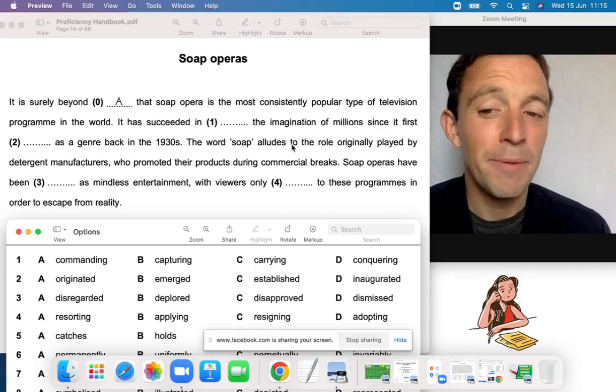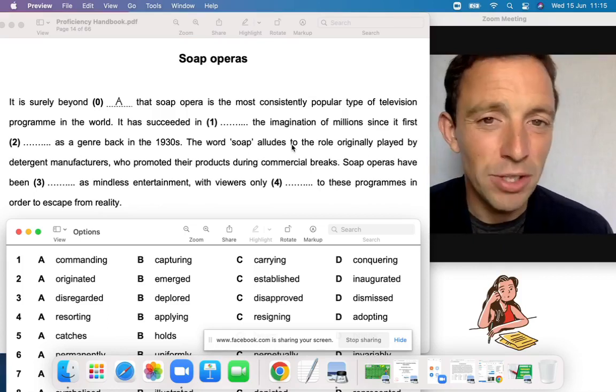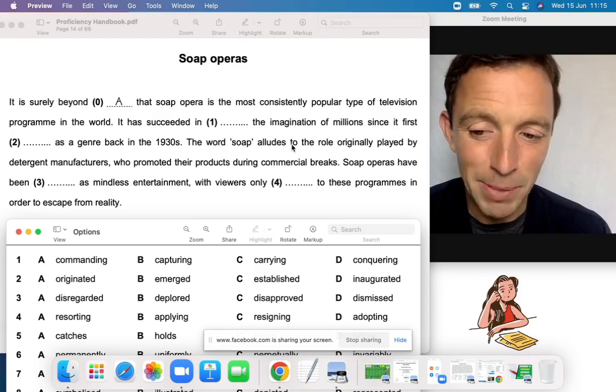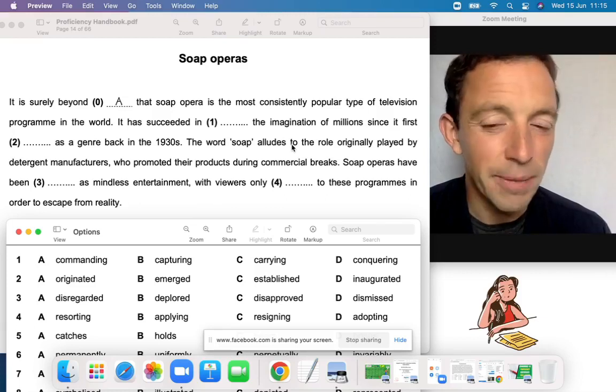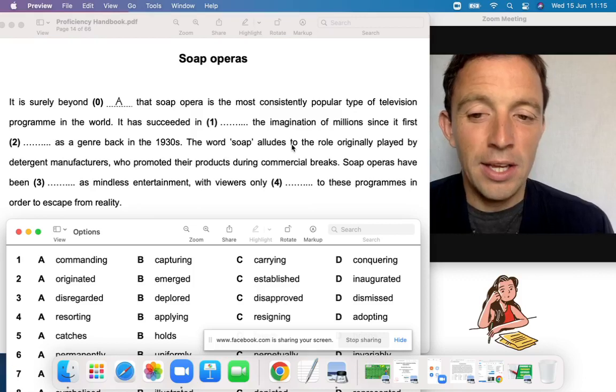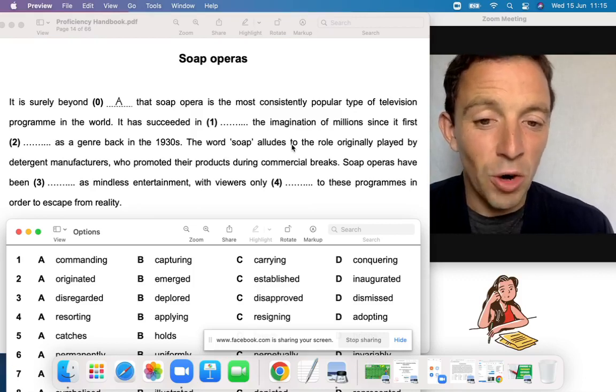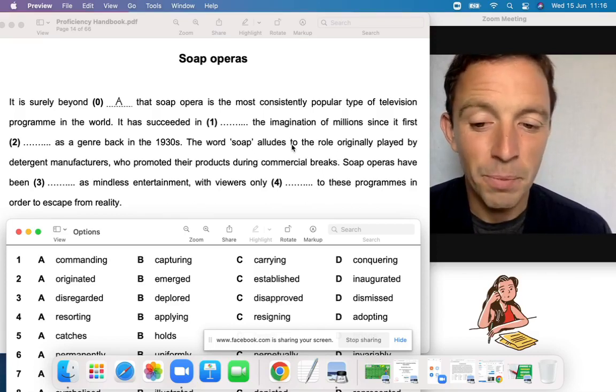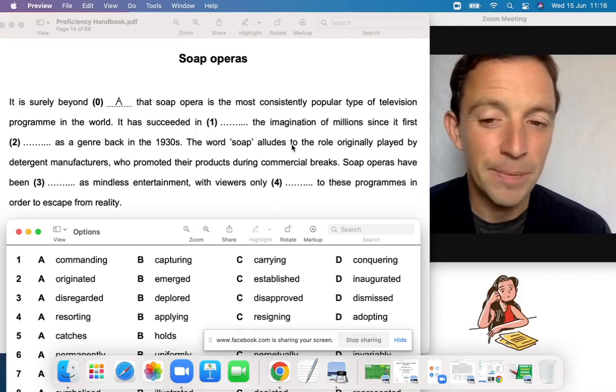So it could be another verb. And the options for 3, we have disregarded, deplored, disapproved, dismissed. This is tricky. With viewers only resorting to these programs in order to escape, applying to, resigning to, adopting to. Again, a little bit tricky. But I think number 3 is more difficult.